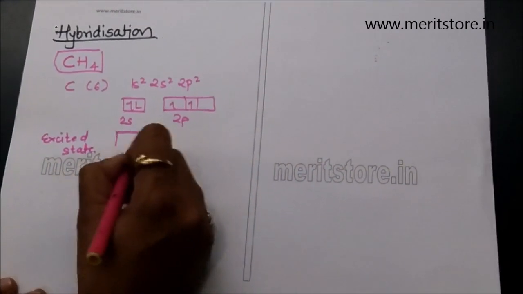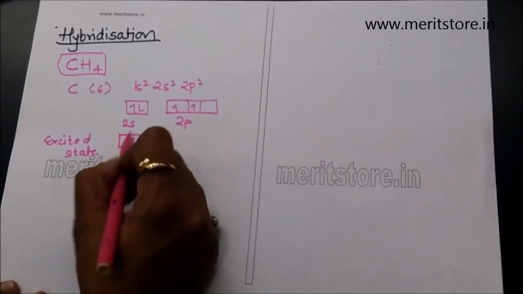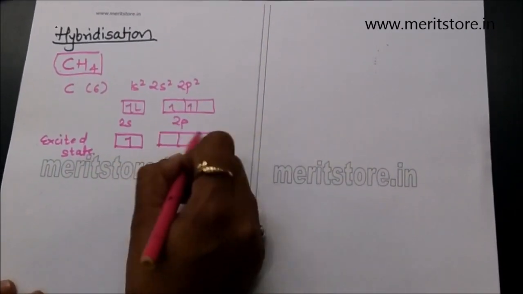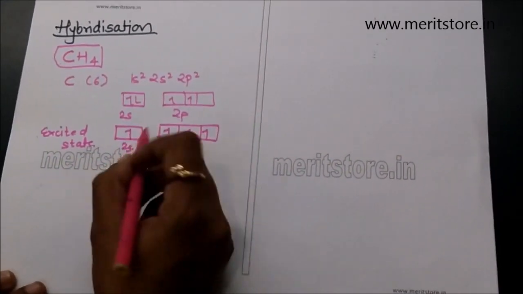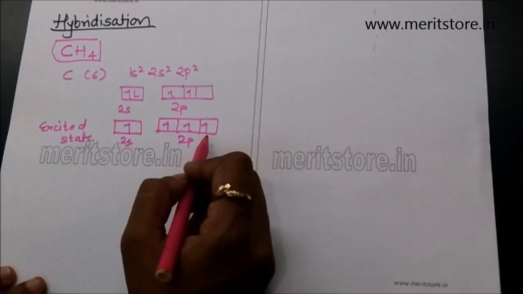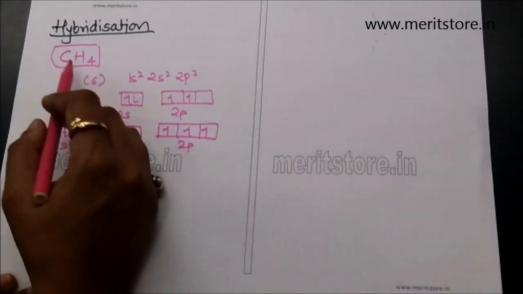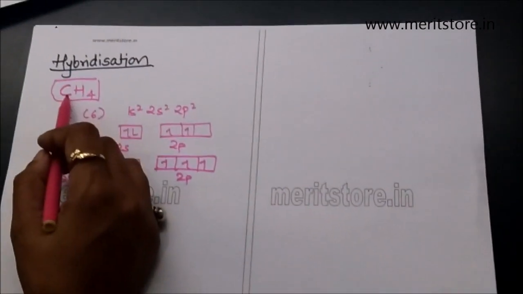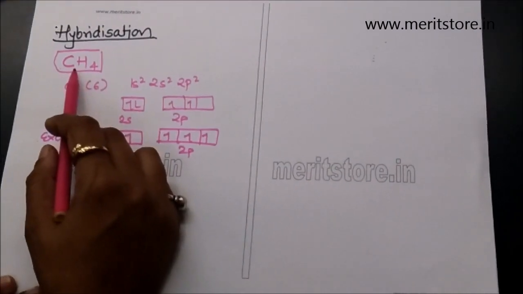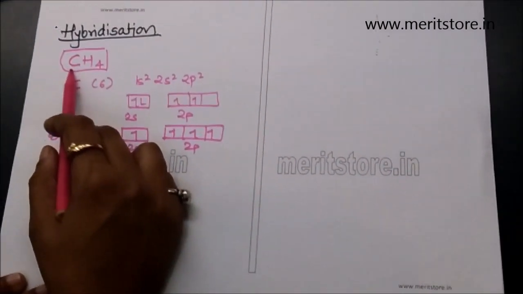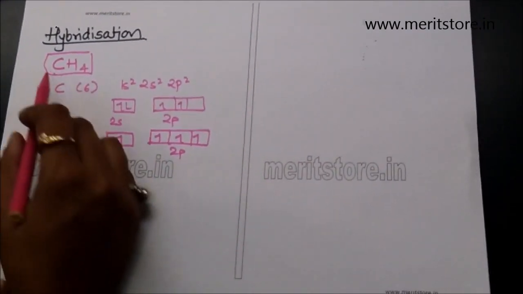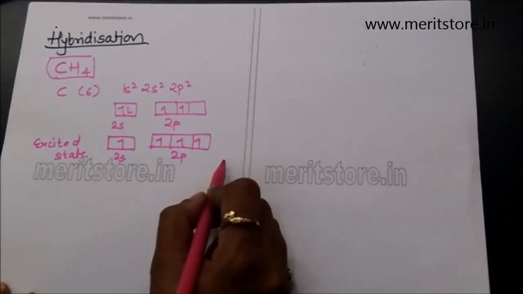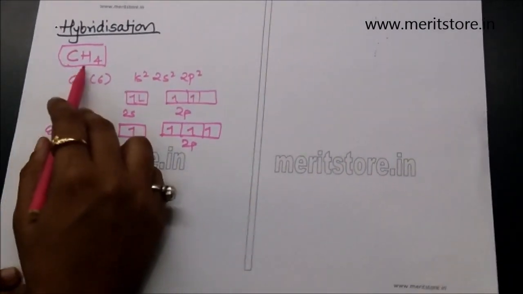In the excited state, one of the electrons from the 2s absorbs the energy and goes to the vacant orbital of 2p. The energy required for this excitation can be taken during the formation of the bond. When the hydrogen atom approaches the carbon, there is some liberation of energy, and that is utilized by the carbon for the excitation of an electron from 2s to 2p. So now carbon has 4 unpaired electrons and it can form these 4 bonds.